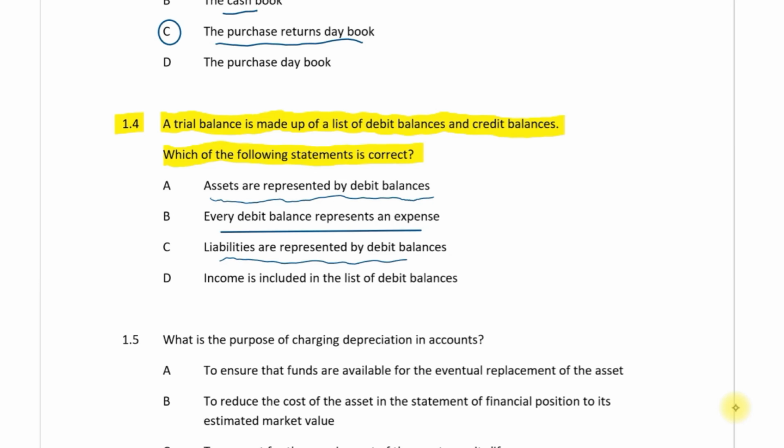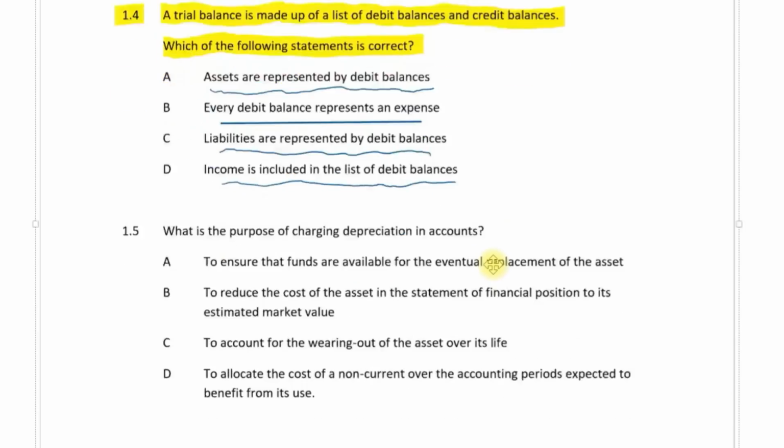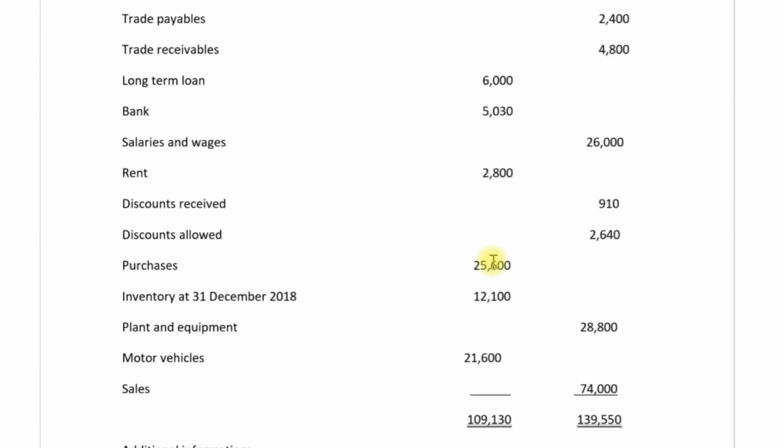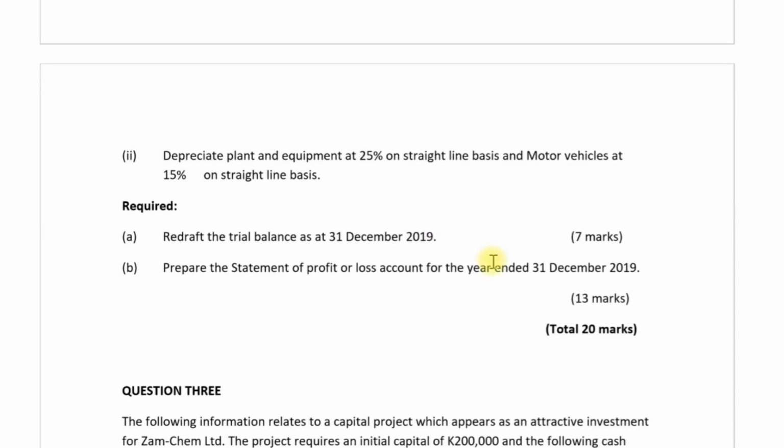Liabilities are represented by debit balances. And D. Income is included in the list of debit balances. Interesting. Now, if you look at the question, let me just scroll down. Question number two is actually asking students to redraft the trial balance. And the video that I'm going to do next is going to cover this one.